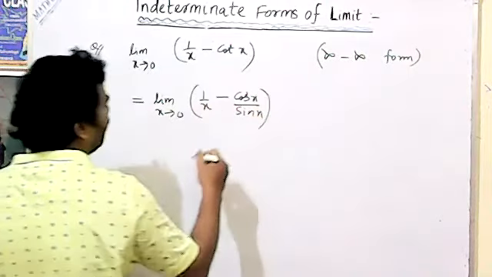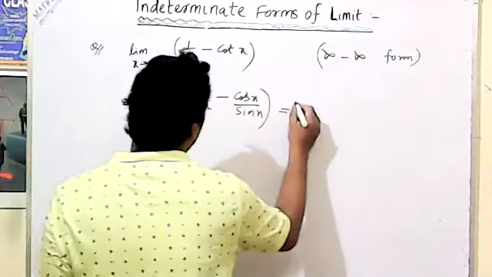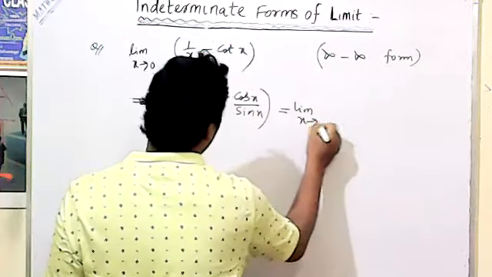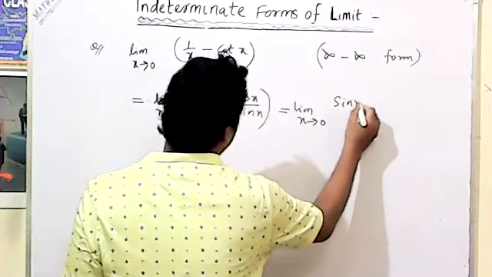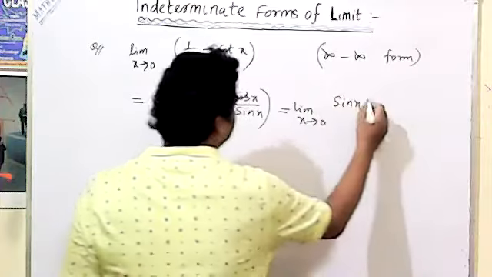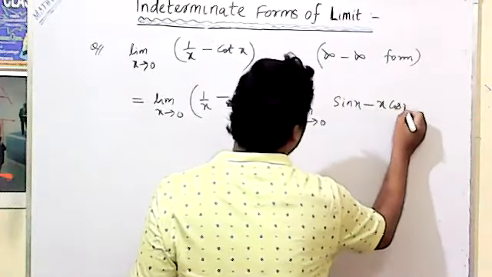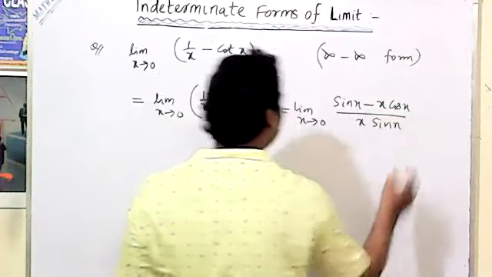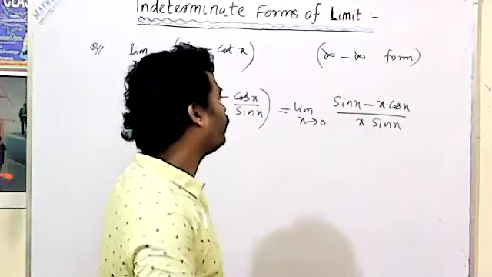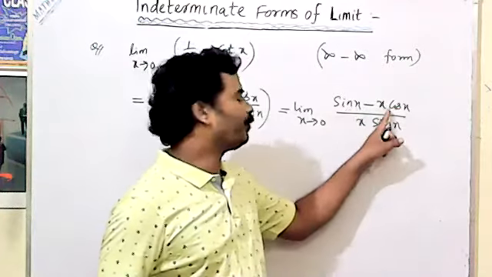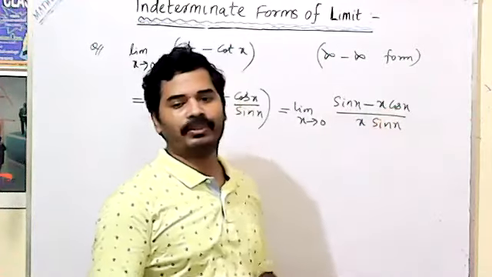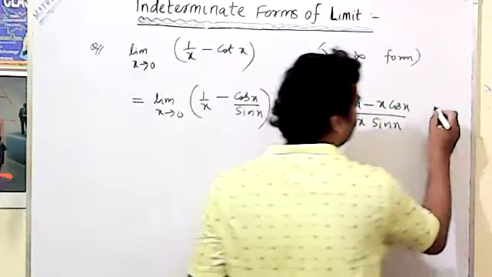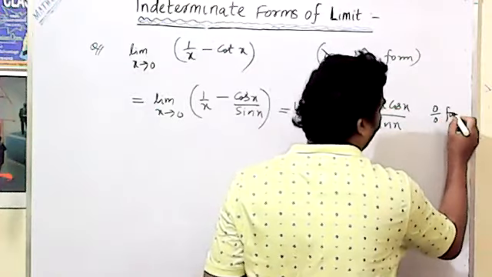Now taking LCM, the value comes here, limit x tends to 0, sin x minus x cos x divided by x sin x. Now you take x value 0, then this part is 0, this part is 0, this part is 0. Now it comes to 0 by 0 form.